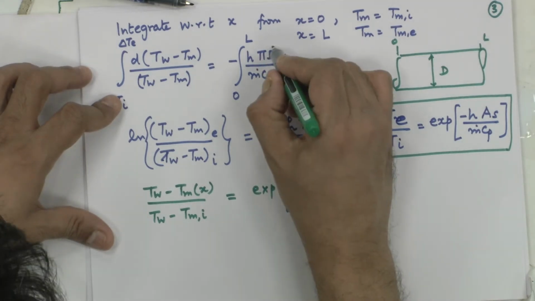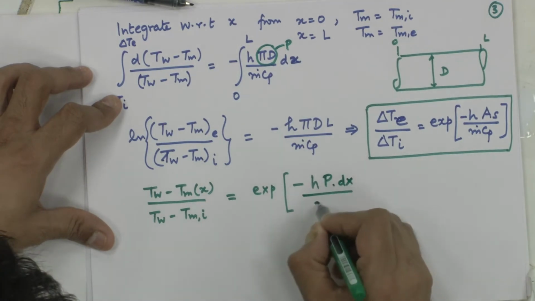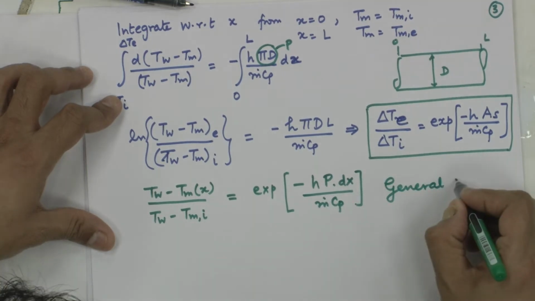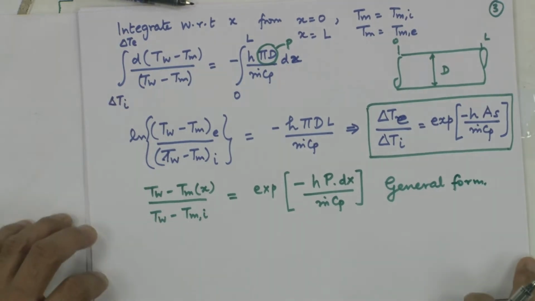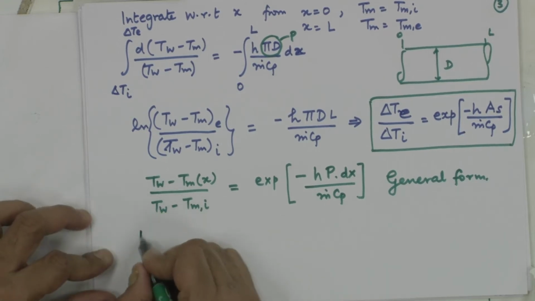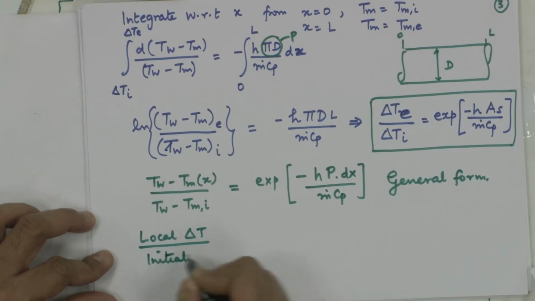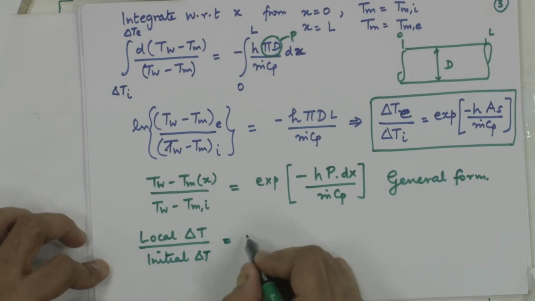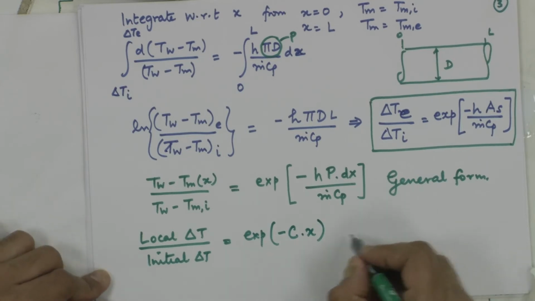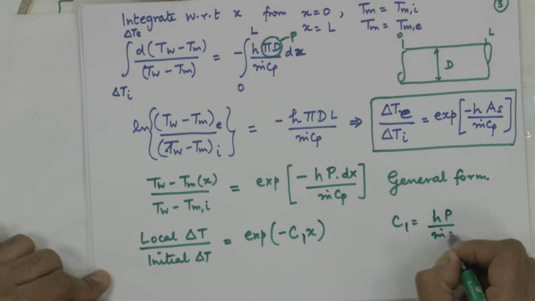H into pi d is the same as a perimeter. So, I can just write it as perimeter times dx divided by m dot Cp. This is a general form of the same equation. What does this tell me? It tells me that the driving temperature difference, the numerator, I can call it local delta T divided by initial delta T, is exponential to a constant times x, where the constant, let me call it C1, is equal to hP by m dot Cp.